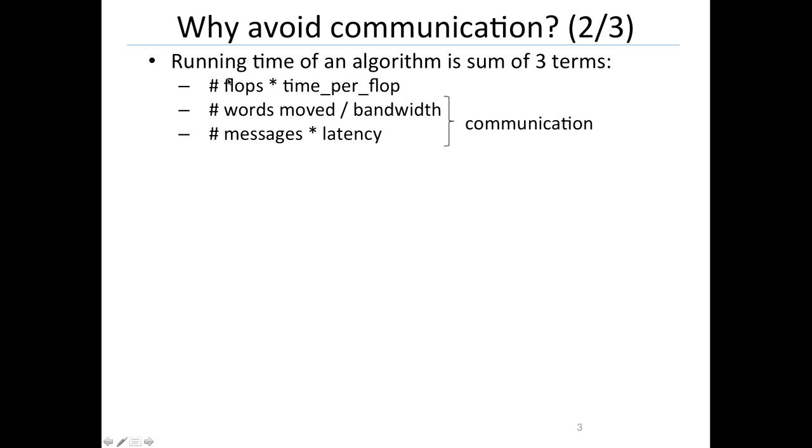I can count how many flops it does, how many words it moves, and how many messages it sends. So what's a message? A message is a bunch of contiguous words packed together that you send all at once. And that could be a message in MPI, or it could be a chunk of words like a cache line in the other case. So these numbers depend on your algorithm.